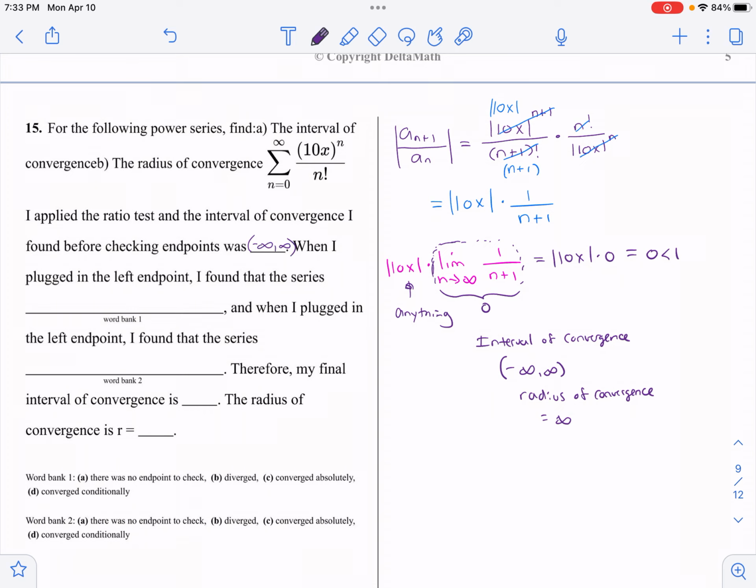When I plugged in the left endpoint, so there was no endpoint to check. So I'm looking down at my word bank now. No endpoint to check. And when I plugged in the left endpoint, I found, well, I guess there's two mistakes there, right? I should have said right endpoint. So there's a typo. But in any case, there was no endpoint to check. Therefore, my final interval of convergence is negative infinity to infinity, and my radius of convergence is infinity.